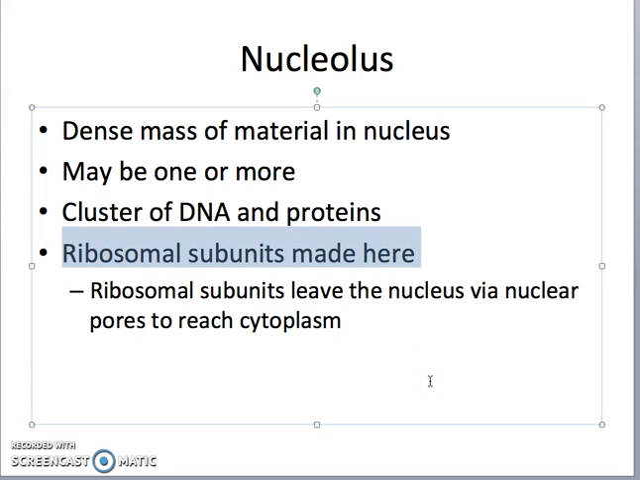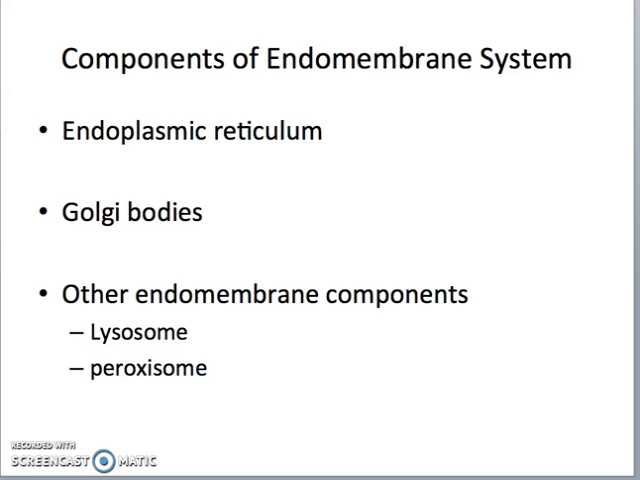And so the ribosomal subunits, the ribosome is made in parts, is made here in the nucleolus, but then it has to get out of the nucleus to the cytoplasm. And so these ribosomal subunits leave the nucleus via those nuclear pores to get into the cytoplasm. So that, we think, is the main function of the nucleolus, but we really don't know, actually. This is a structure that's not that well understood. All right, so that's a very quick overview of the nucleus.